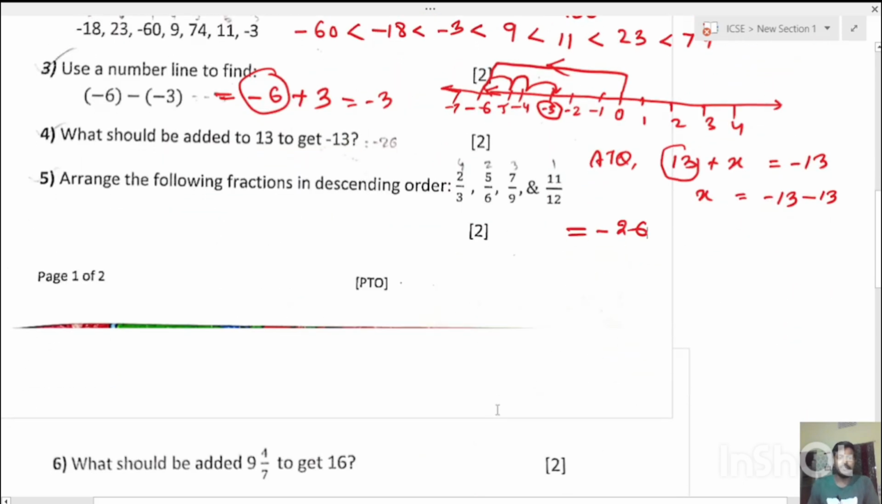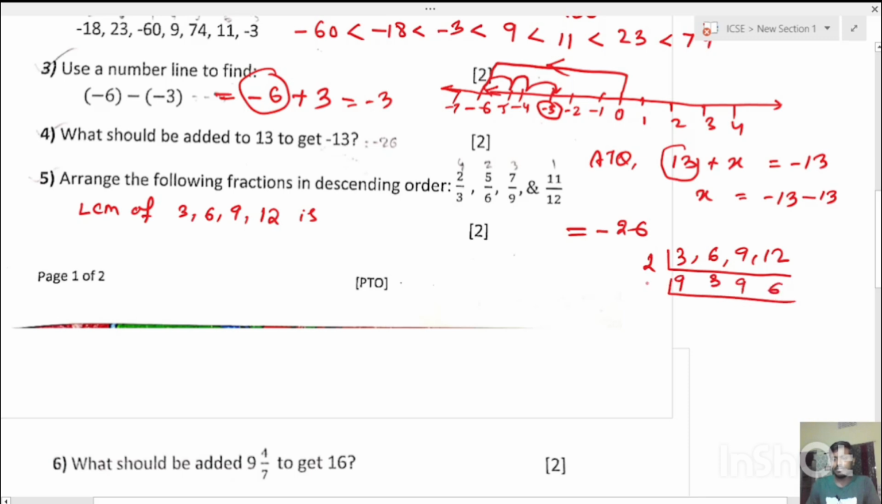Okay. Now next question. Question number 5. Arrange the following fractions in descending order. So first we take the LCM of the denominators, that is 3, 6, 9, 12. Now we find it: divide by 3, then 2. 2 3s are 6, then carry 9 and 3. Then 3 3s are 9, 3 1s are 3, 3 3s are 9, 3 2s are 6. Now again 3 3s are 9, 3 1s are 3. So 2 3s are 6, 3 6s are 18, 18 2s are 36.